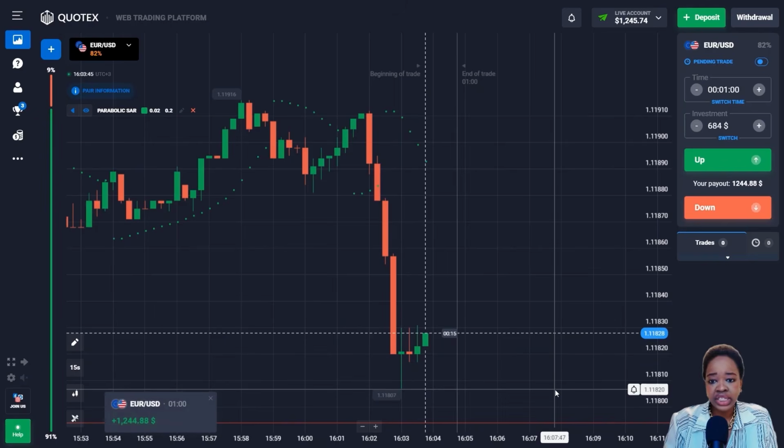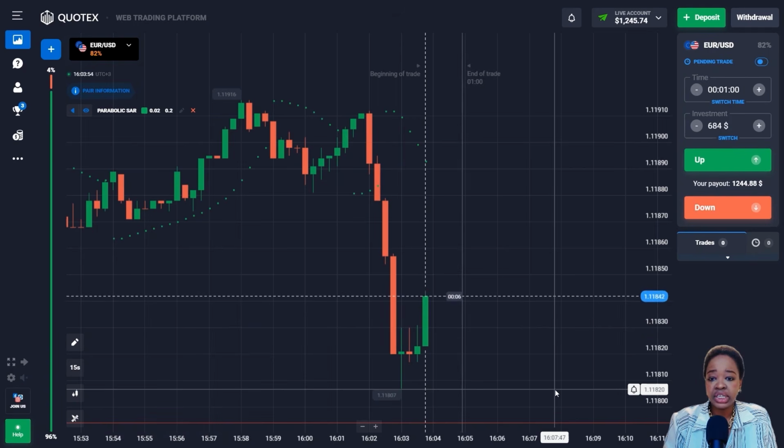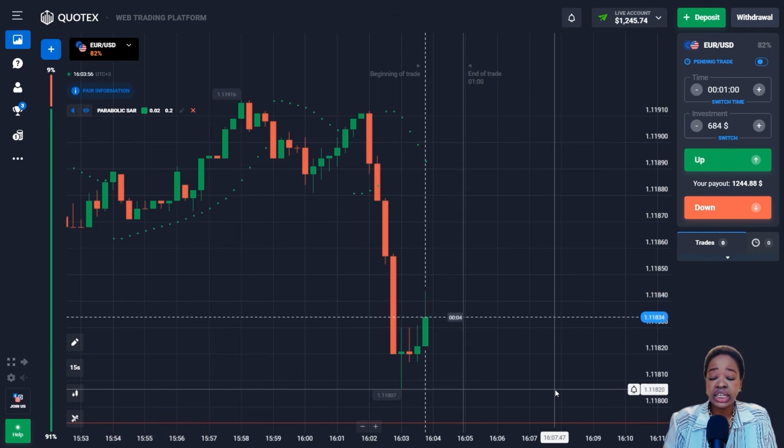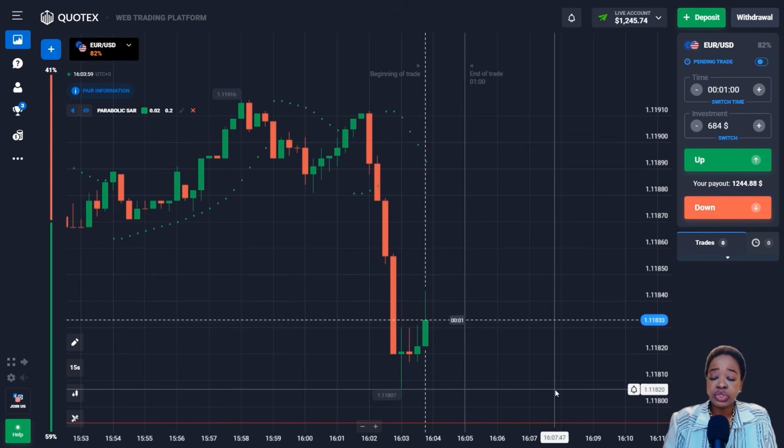This is great, friends. You can see the price made a strong impulse down, and thus this transaction brought me very good profit. In this situation, you can see the indicator did not let me down. It helped me find a very good entry point, and the time chosen was correct.